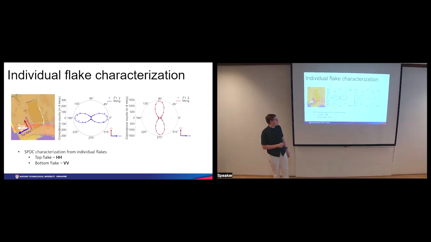How can we tell that they are perpendicular to each other? We measure the same polarization dependent coincidence count, and these are both measured individually, not from the stacked flake, but from a small piece of the top flake, like here. I'll show the picture where we can measure them individually. We can see that from these two flakes, SPDC photons are generated perpendicular to each other. So potentially in the middle we could have the polarization entangled state.